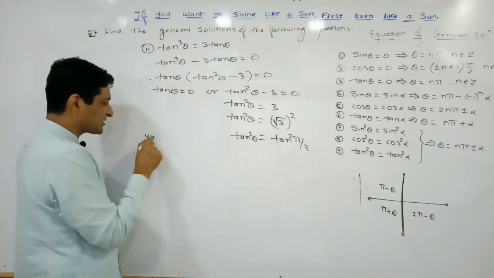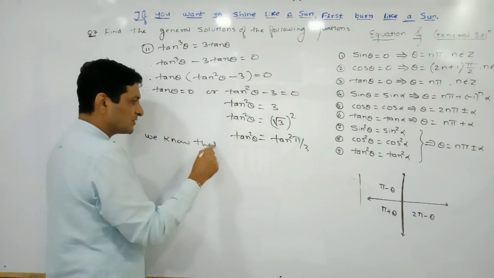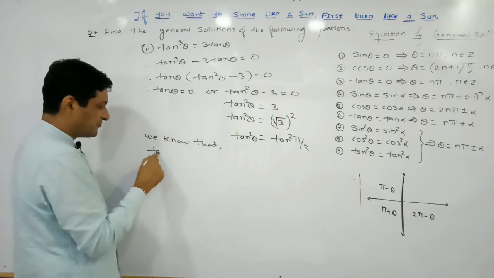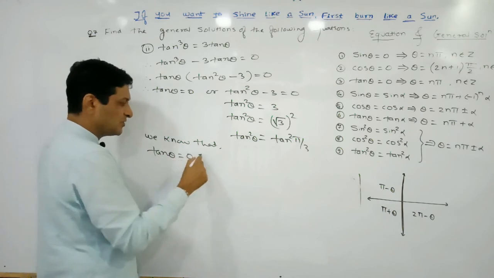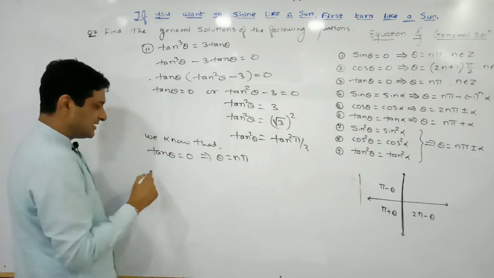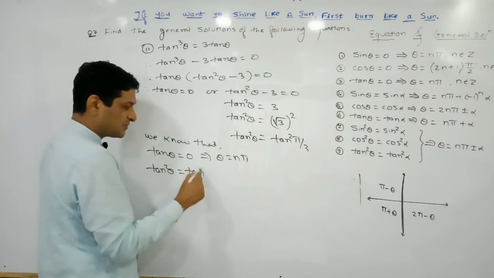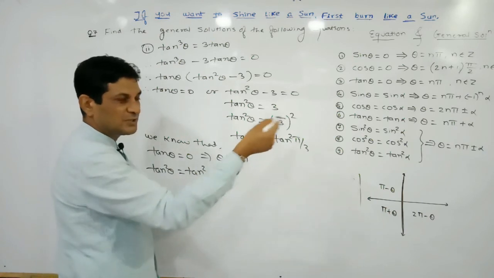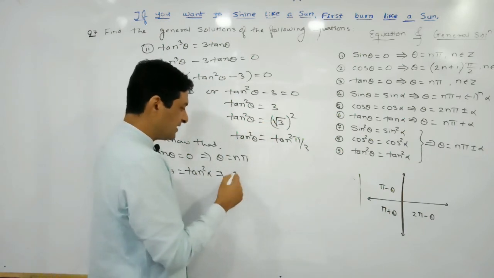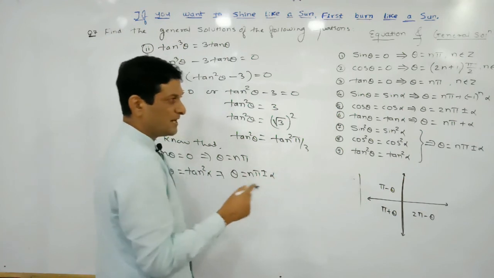So write down our standard formulas. We know that the first term is in the form of the formula tan theta is equal to 0, which implies that theta is equal to n pi. And the second term is in the form of tan square theta is equal to tan square alpha. What is the general solution of this equation? Theta is equal to n pi plus or minus alpha.